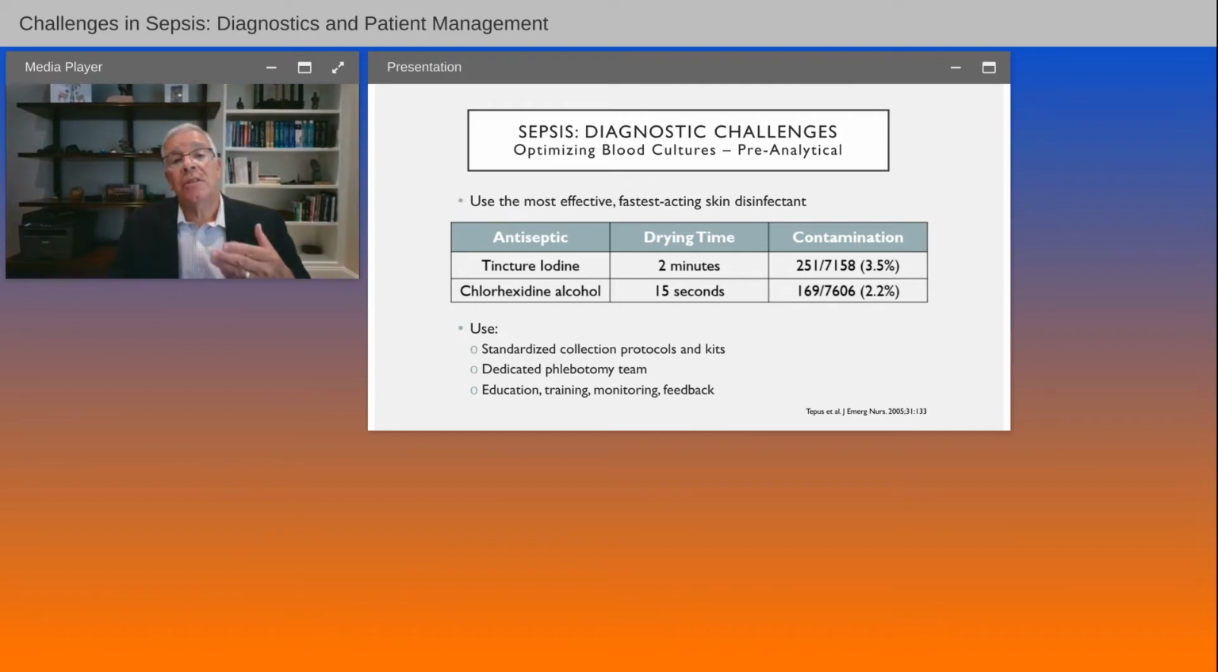In addition to the disinfectants, it's important to use standardized collection protocols and kits that standardize this collection of these important specimens. If available, a dedicated phlebotomy team has been demonstrated to improve the overall quality of specimens that are collected. Education, training, monitoring, and feedback to identify when you have a problem and help correct that problem. All of these factors will improve the ability to collect the appropriate blood culture and have it not contaminated with the skin microflora.